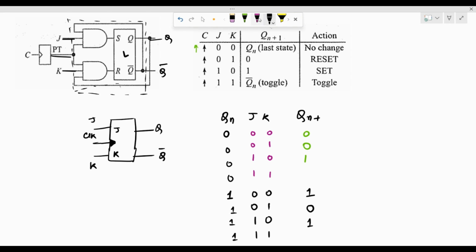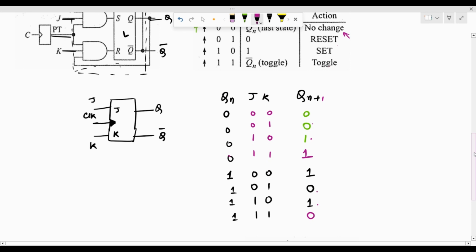This is JK, and for 0 0 it is no change as shown over here. For 0 1 it is reset for both the cases. For 1 0 it is set for both the cases. That is, Qn is 0 for one case and 1 for the other case, and the last one is toggle. So if Qn is 0 and JK is 1 1, it's going to be 1 for Qn plus 1, and if Qn is 1 and JK is 1 1, it's going to be 0 for Qn plus 1. So this is ultimately the truth table that we get for the JK flip-flop.